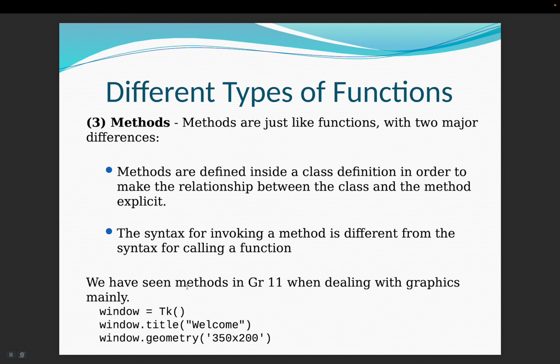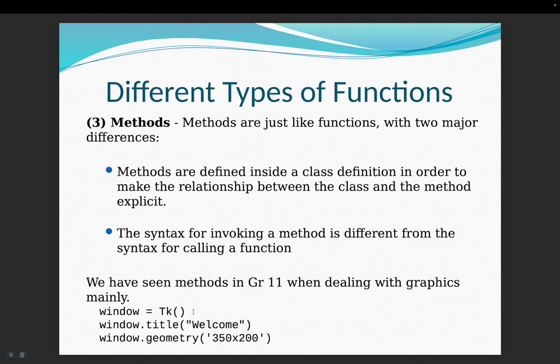We have seen methods in grade 11 when dealing with graphics mainly. So window equals Tk, window.title, and then window.geometry. These two, title and geometry, are methods because window is an object of class Tk.